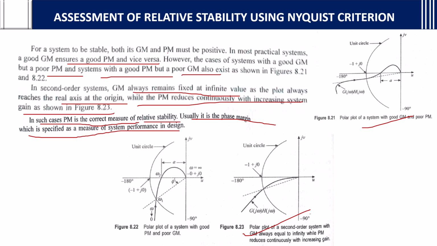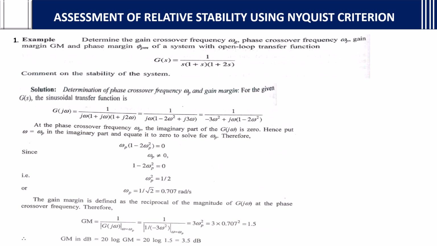One more point I missed out here: this is 8.1, where there is a good GM but a poor PM. Here it is a good PM but a poor GM. So, how the polar plots are constructed is shown for all three cases: good PM and poor GM, good GM and poor PM, and a second order system where GM is always equal to infinity while PM reduces continuously with increasing gain. We will see the examples.